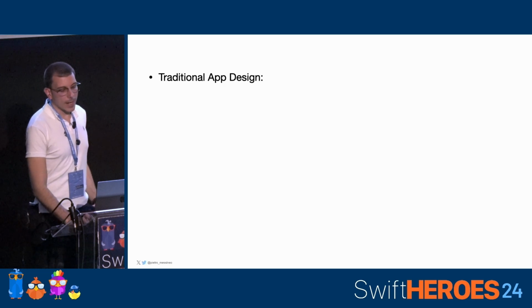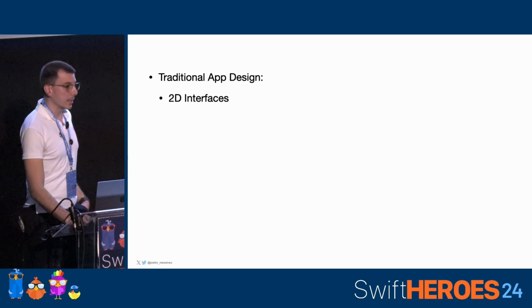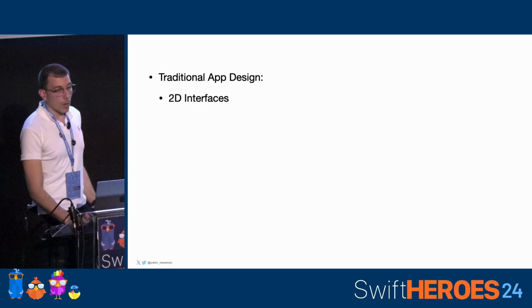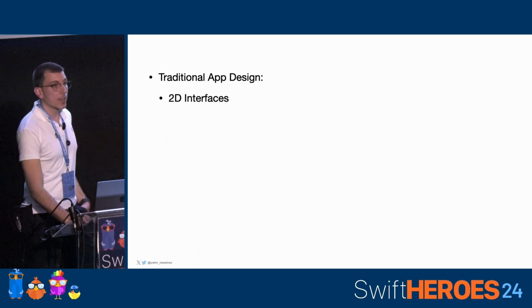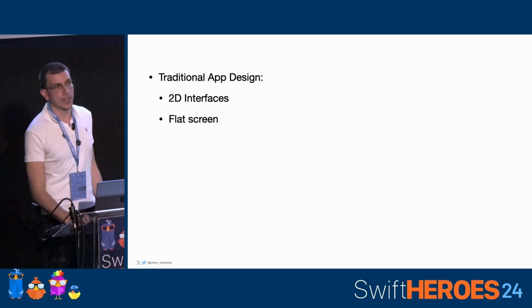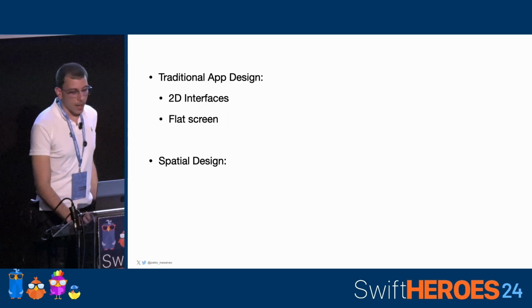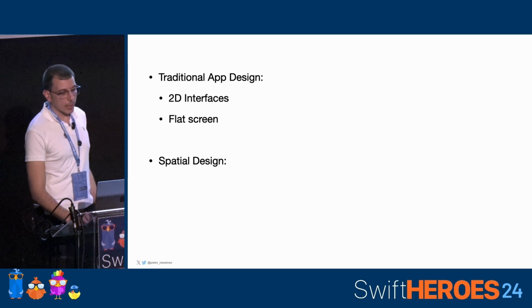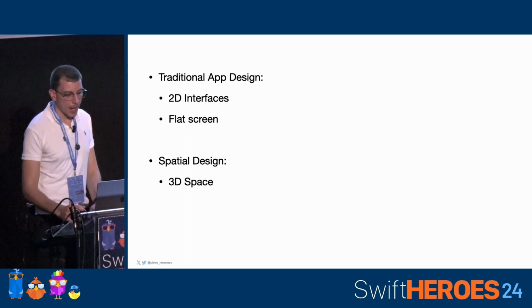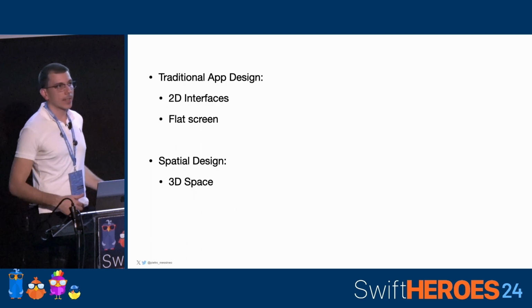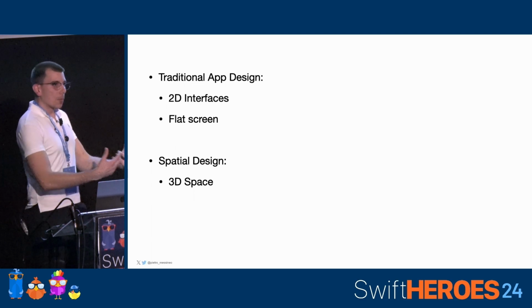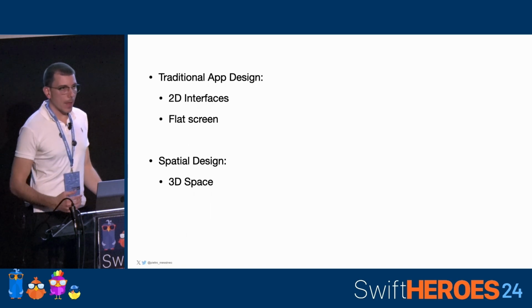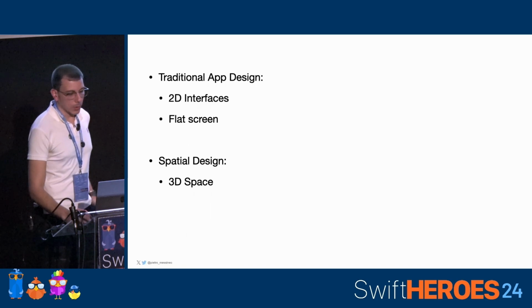So traditional app designs often focus on two-dimensional interfaces. And we are talking about layout, color, typography, and of course, the user interaction within a flat screen. Now, with spatial design, the users are actually interacting with a three-dimensional space, which needs an extra way of thinking about how the users see objects in the real world and how we could eventually interact with them.